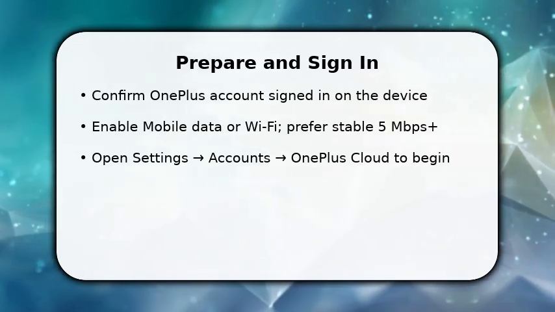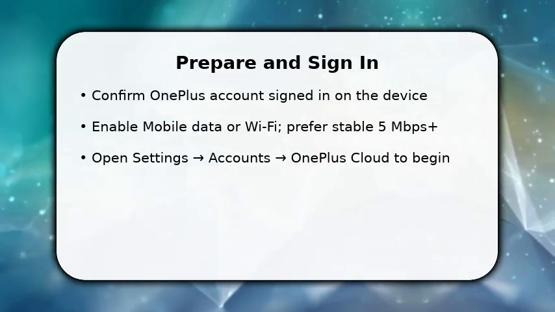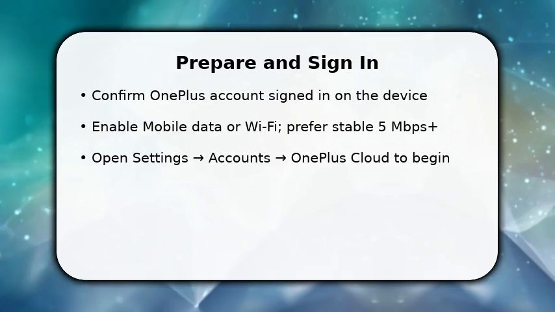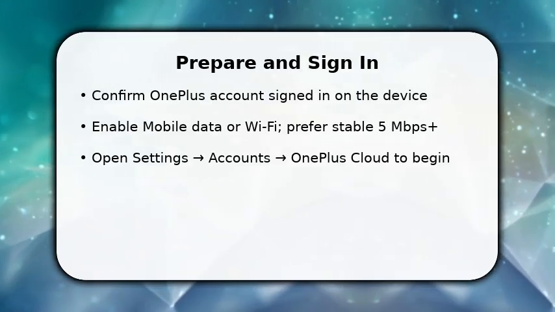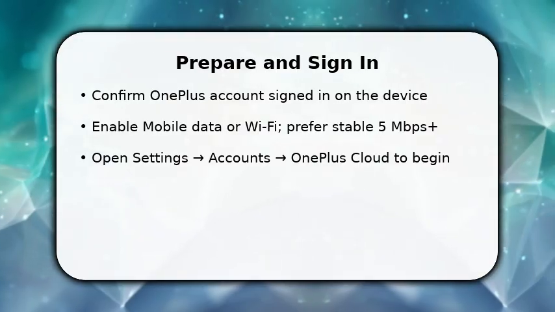Next, open Settings, go to Accounts, select OnePlus Cloud and tap Sign in if necessary. You'll be prompted for credentials and 2FA if set. Follow those prompts. This first step registers your device and prepares the cloud for backup and sync.